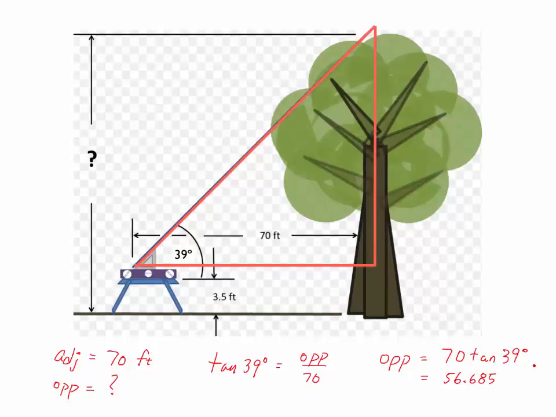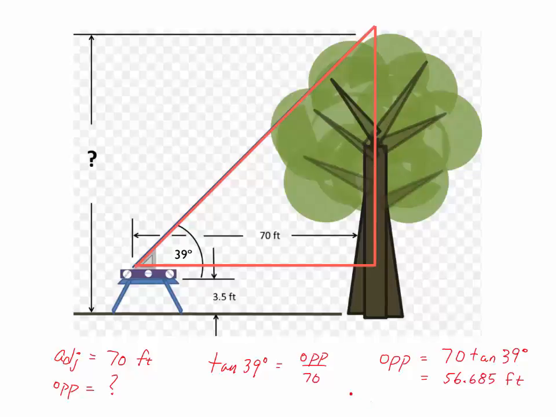Feet. Not degrees. This is the opposite side. It's the length of the opposite side. It's not an angle measure. So we're in feet. Okay? And that's the height of the tree, right? No, that's the leg of this triangle, right? So that's from here to here.